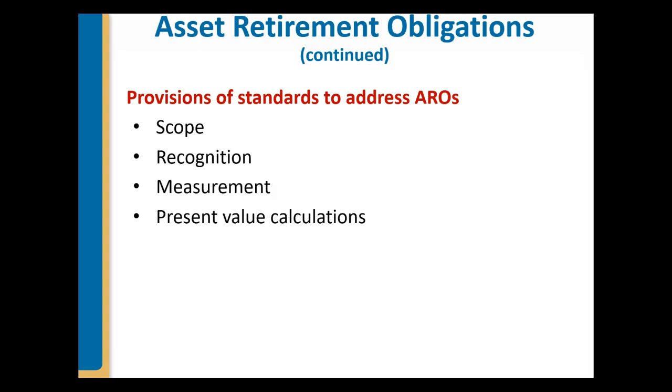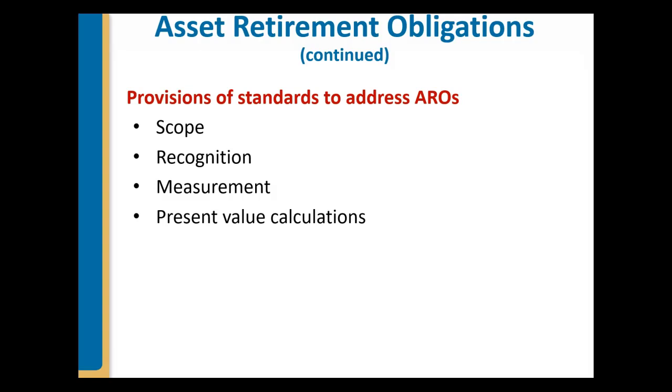Now, with measurement, a company recognizes the fair value of an ARO in the period it's incurred. The amount of the liability increases the valuation of the related asset. Usually, the fair value is estimated by calculating the present value of estimated future cash flows.